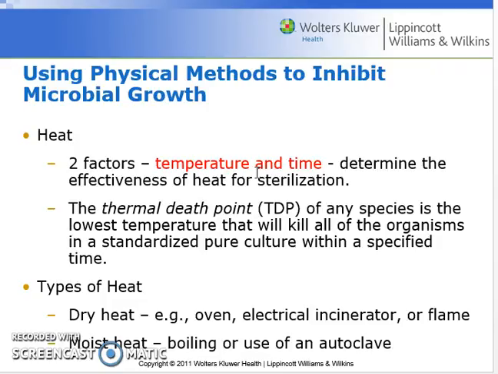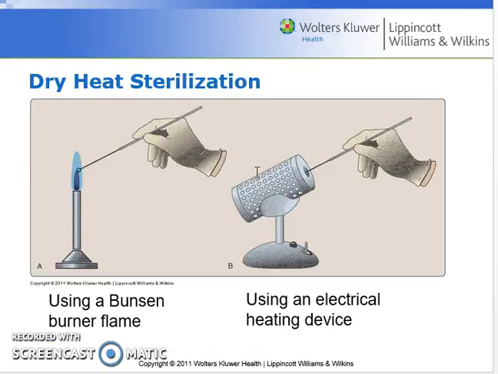And in doing so, this will help you to figure out the best time and the best temperature to use in order to control the microbe. You can use various types of heat as well. There's dry heat and moist heat. Dry heat is when you use either an oven or a flame or an incinerator to kill microorganisms, whereas moist heat is where you use boiling or an autoclave in order to kill bacteria. So, two different types of heat.